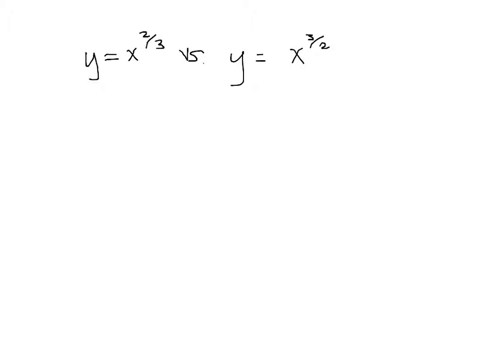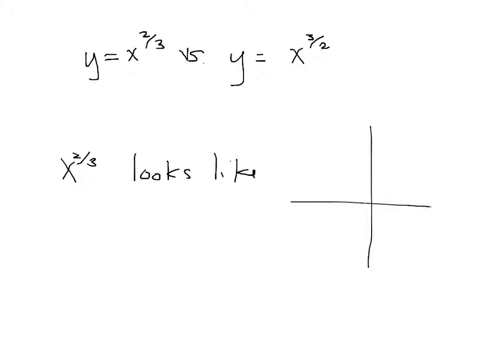So let's graph these with broad strokes, right? So we think x to the 2/3 looks like at least this much, right? Because 2/3 is less than 1, right? And the question is, what's going on to the left, right?